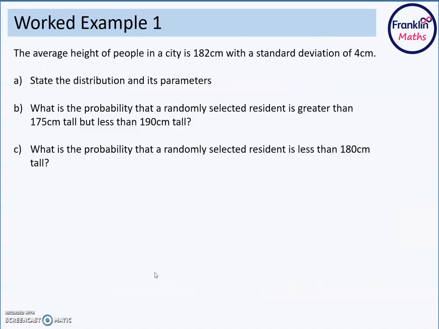Okay, so here is an example for you. Feel free to pause the video, jot this down, or you can watch me do it first and then copy it down afterwards. Just get my pen on again.